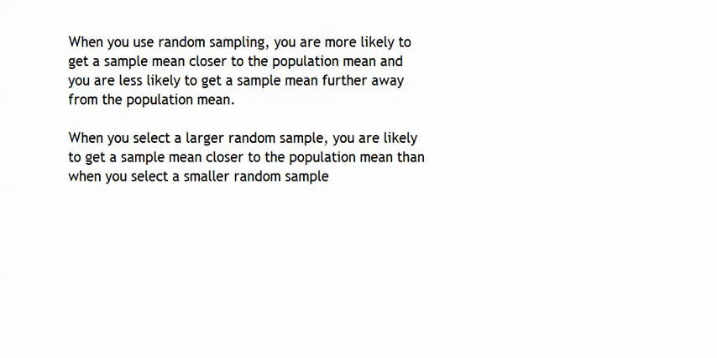Just trying to phrase this right, just being a little bit picky. I think this sounds good right here. When you select a larger random sample, you are likely to get a sample mean closer to the population mean than when you select a smaller random sample. That's just because the green area shrinks and you have even better accuracy.